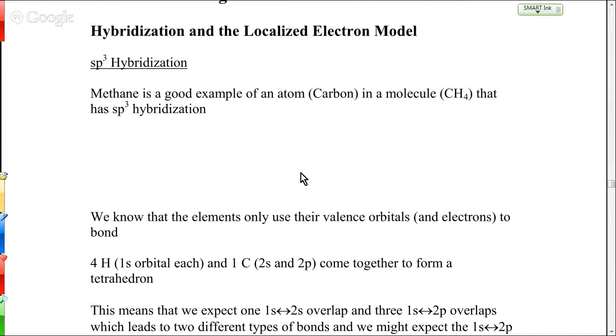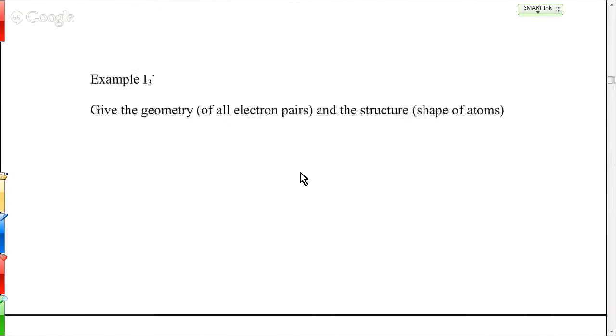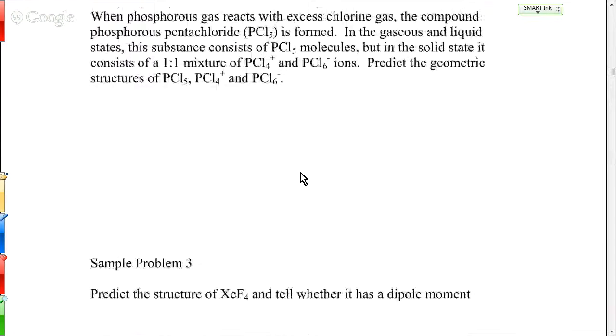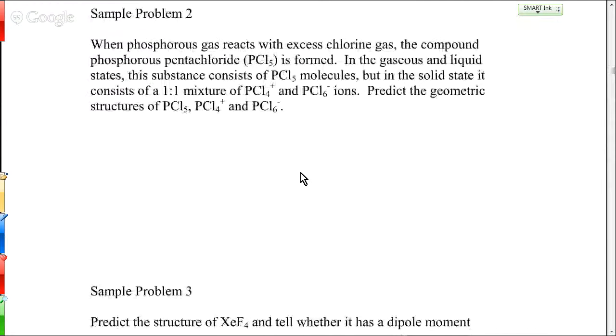All right, so what do we do with... I'm skipping all around here because I wanted to go to that table. So what we can do is use this to predict the structure of molecules that we might not know. In this example, we're reacting phosphorus gas with excess chlorine, forming phosphorus pentachloride. Then we make PCl4 plus and PCl6 minus ions. Let's predict the geometric structures.